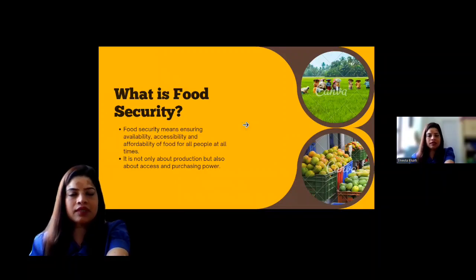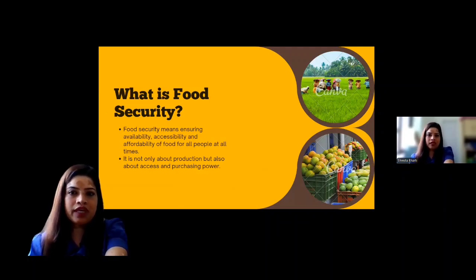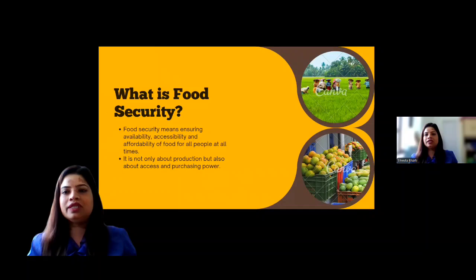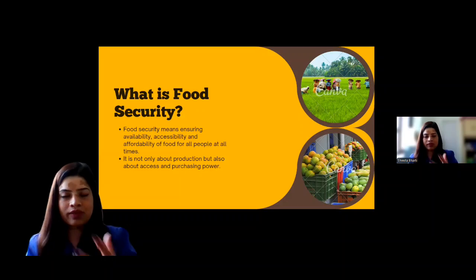As we all have seen, if there is no food, we will not be able to survive, right? And as it is a very important need of our life, it is a necessity of life. Everybody should get it, right? There should be enough food for everyone. So it means availability. There should be production of food everywhere, and that will be a condition where everybody will be having that food available to them.